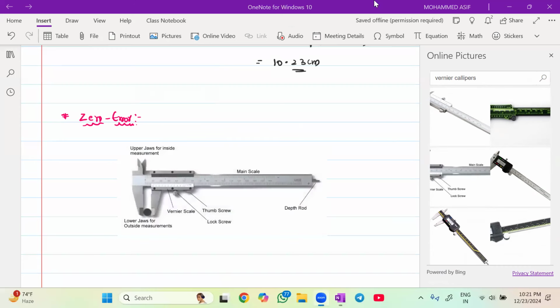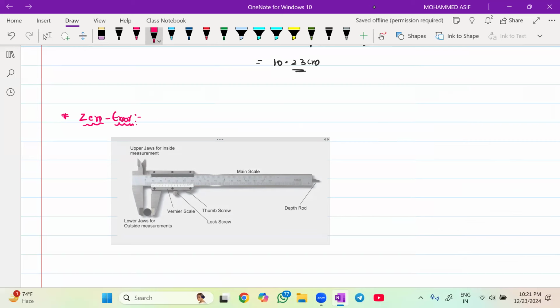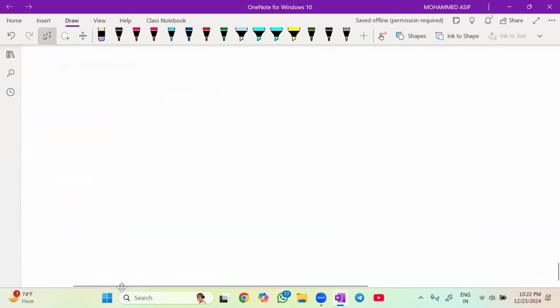Got it. This is your Vernier scale, isn't it? This is your Vernier calipers. This backside is used for measuring the depth of hot liquids. This is the main scale. The down one is your Vernier scale, which is movable. The upper one is used to measure the internal diameters. The lower two jaws are used to measure the outer diameters. Vernier scale is movable. Am I clear? This is the basic diagram of your Vernier caliper.